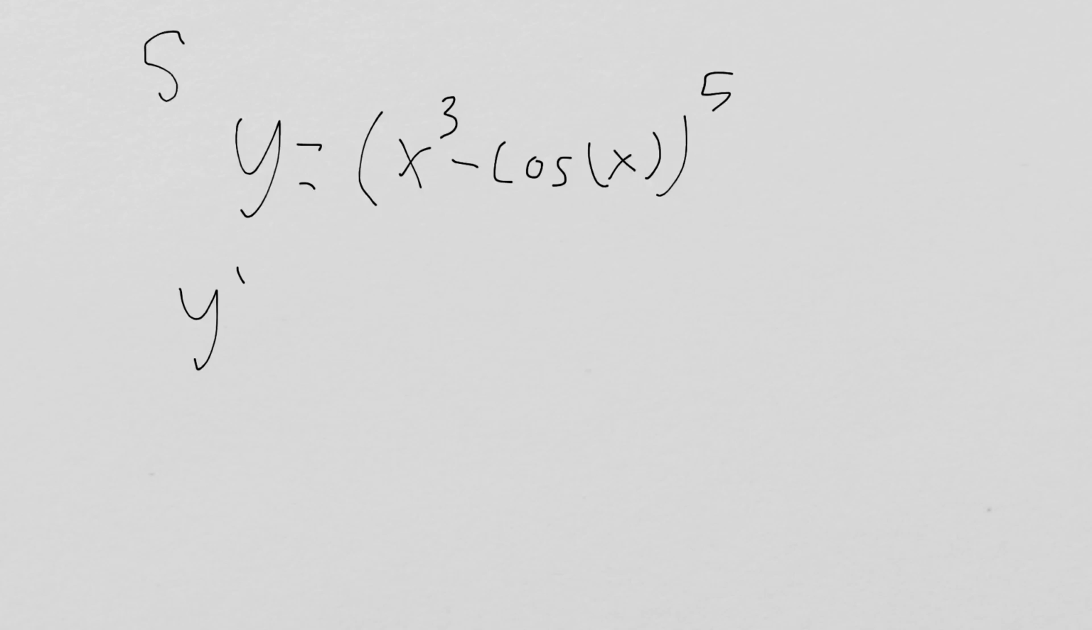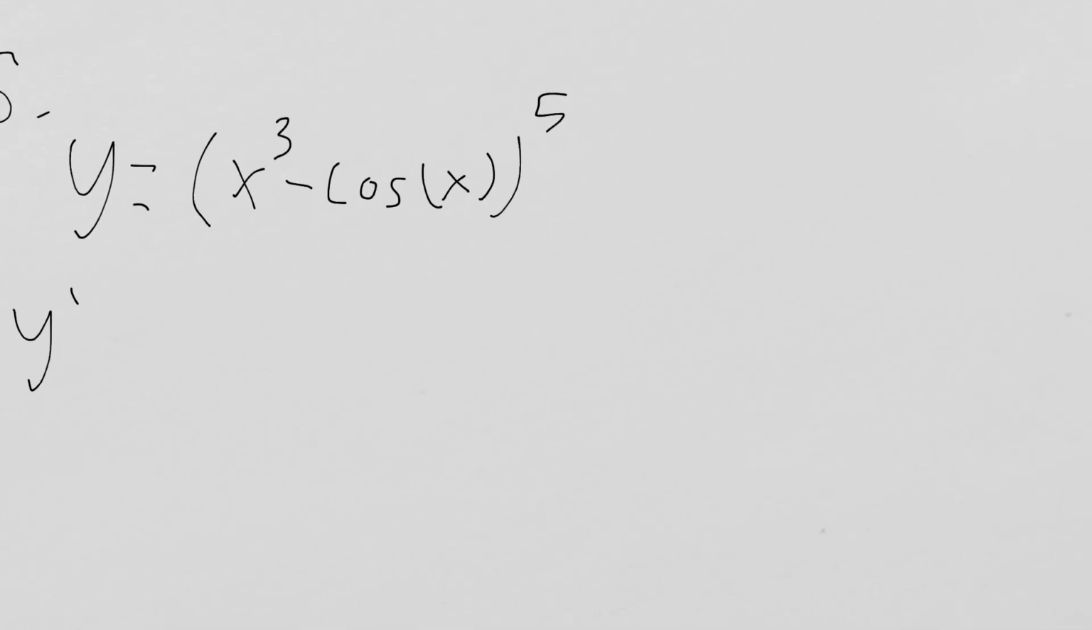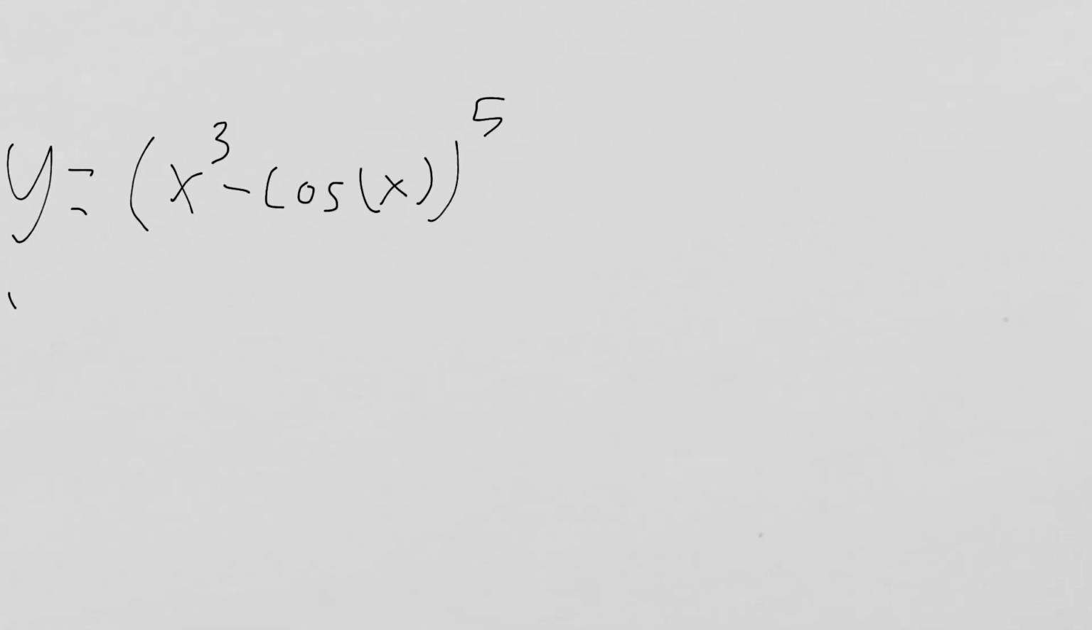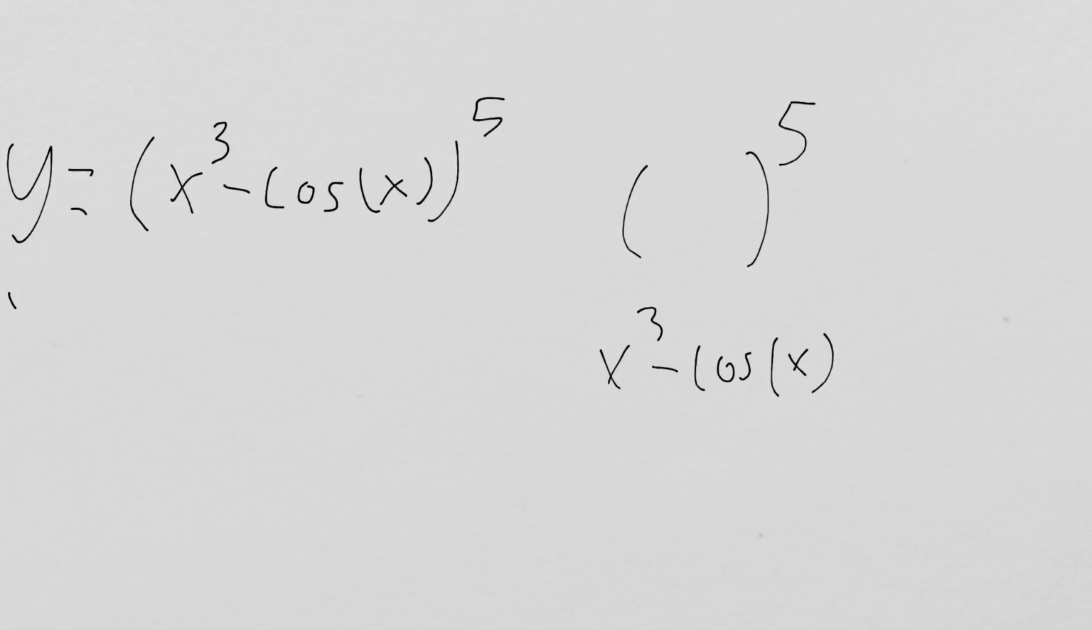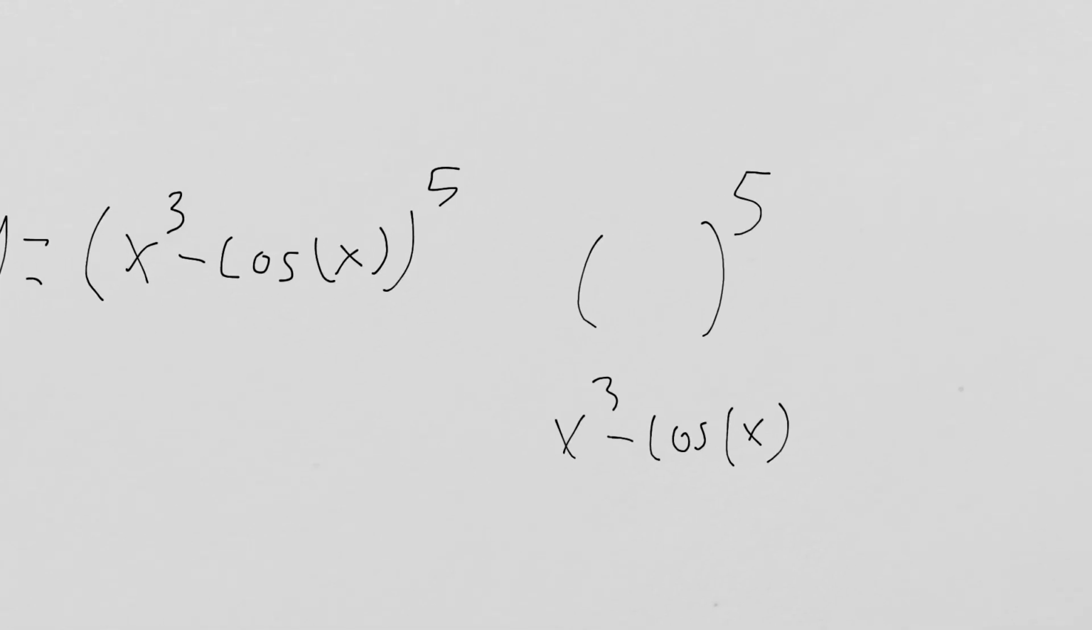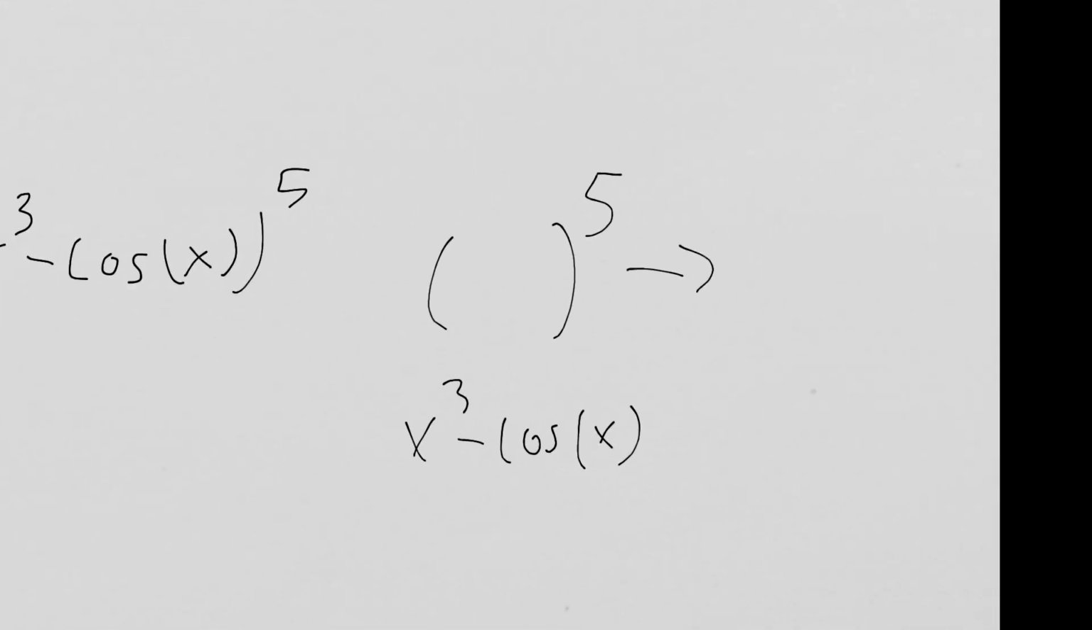Okay, for number 5, we have y equals x cubed minus cosine x, all raised to the 5th. So again, this is a chain rule, and just to talk about the chain rule a little more carefully here, we basically have two functions here. We have parentheses to the 5th, and we have x cubed minus cosine x. What the chain rule says is, if you take a function and plug it into another function, that's what makes us apply the chain rule of derivatives. The derivative of parentheses to the 5th is always going to end up being 5 parentheses to the 4th, and the rest of the derivative depends on what's inside here.